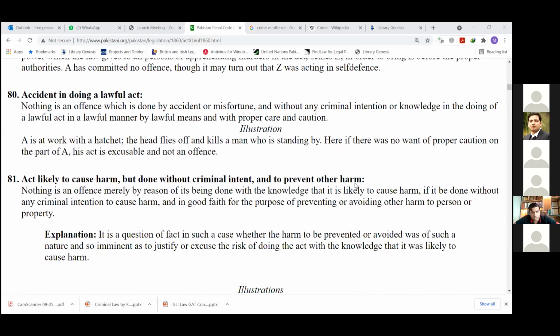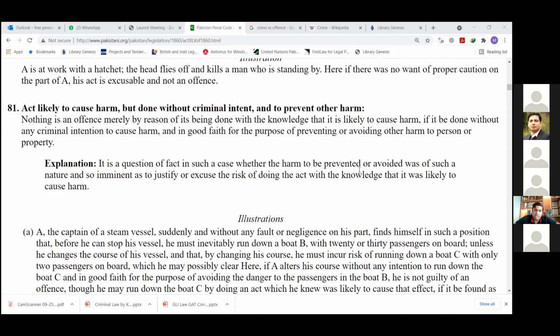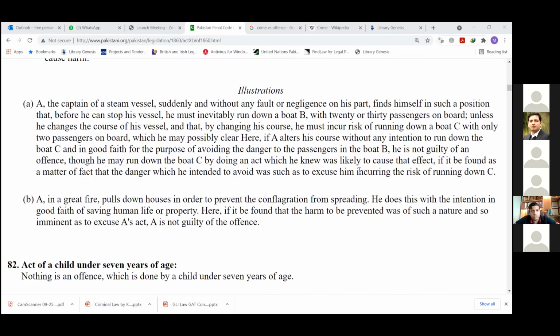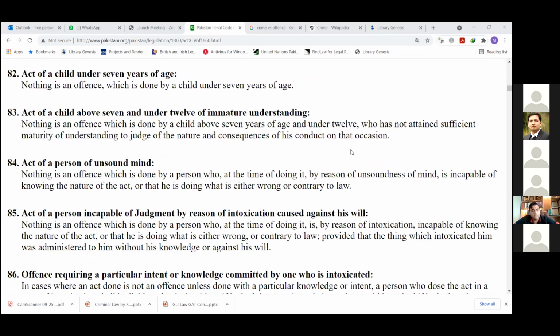Accident in doing a lawful act is not an offense. Act likely to cause harm but done without criminal intent to prevent other harm is not an offense. Similarly, act of a child under 7 years of age is not an offense. Act of a child above 7 and under 12 of immature understanding is not an offense. So if a child of 6 years commits murder of a man by firing a gun with which he was playing, this is not an offense.